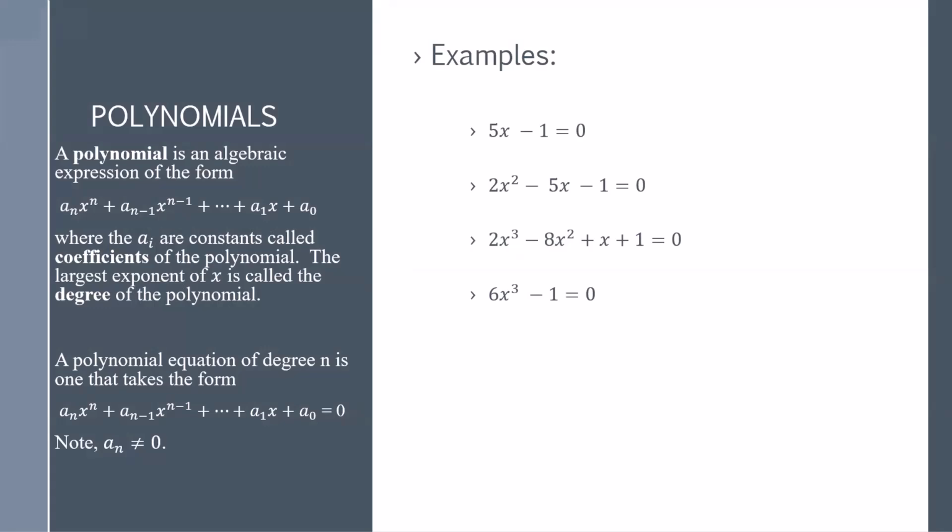A polynomial equation of degree n is one that has the form a_n x^n plus lower order terms, where a_n is non-zero. So for example, 5x minus 1 is a degree 1 polynomial, or a linear equation. 2x squared minus 5x minus 1 equals 0 is a polynomial equation of degree 2. 2x cubed minus 8y squared plus x plus 1 is a degree 3 polynomial equation, and 6x cubed minus 1 equals 0 is another degree 3 polynomial equation.